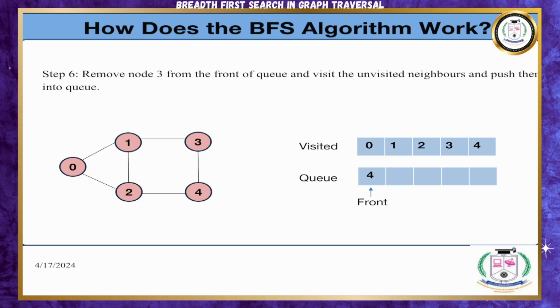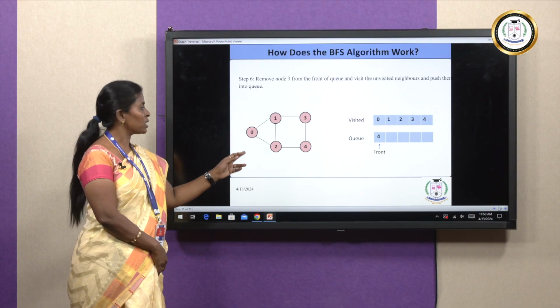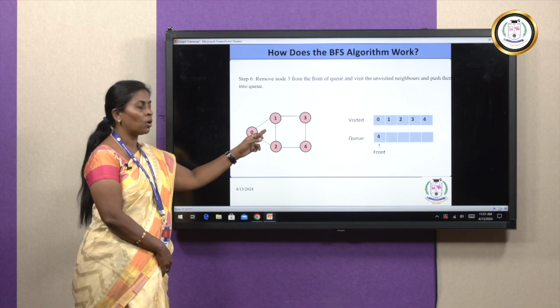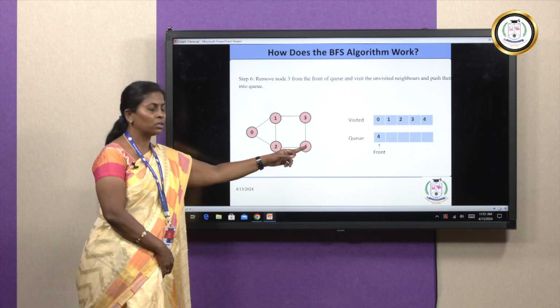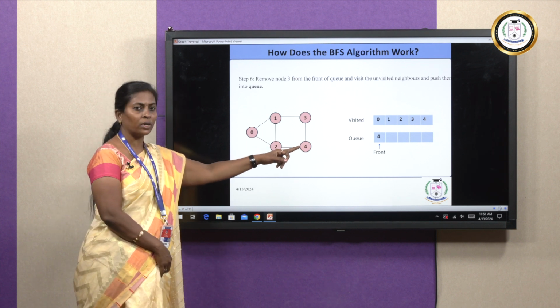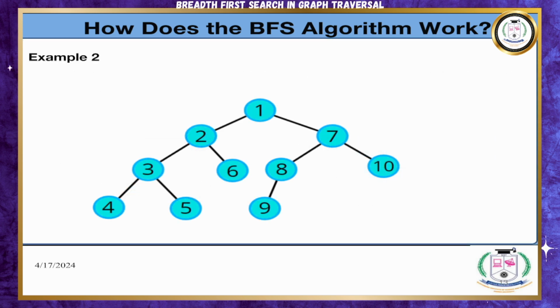Then we remove the node 3 from the front of the queue, visit the unvisited neighbors, and enqueue them into the queue. As we can see, here all the vertices are visited. Then we move to the next element in the queue. So here 4 is in front of the queue, and we remove it, visit the unvisited neighbors, and push them into the queue. This is processed until the queue is empty. So this is the working principle of the BFS algorithm.